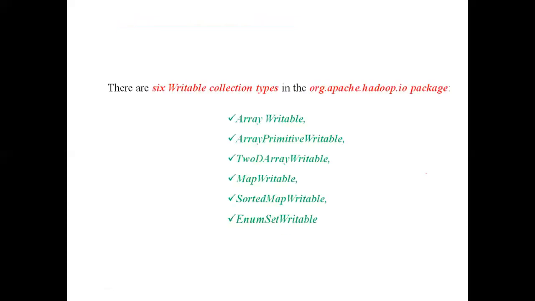Finally, we have seen the writable collections. We have seen briefly array writable, array primitive writable, two-D array writable, map writable, sorted map writable, enum set writable. We have seen all these things. This is briefly everything about Hadoop IO.